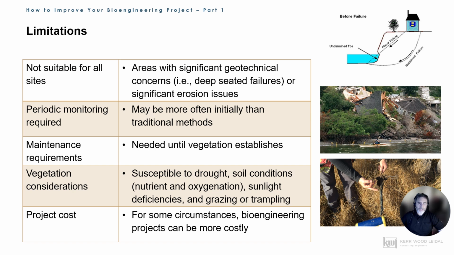And for some circumstances, bioengineering projects can be more costly due to more complicated construction methods and scheduling, and high cost of vegetation included in the techniques. However, unplanned long-term maintenance of a site that gets colonized by invasive weeds and also not meeting habitat offset obligations when required can more than offset additional construction costs.